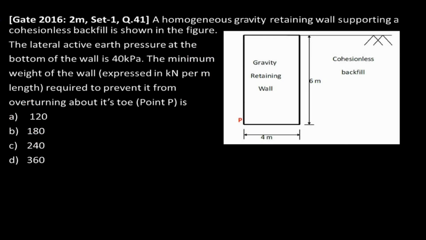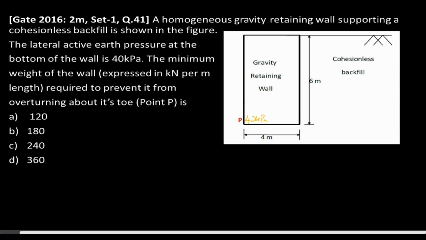In this question, they have given a retaining wall and the lateral active earth pressure acting at the bottom of the wall, which is 40 kilopascal, that is 40 kilonewton per meter square. And they have asked us to find out the minimum weight of the wall required to prevent overturning about its toe. So the weight of the wall will be acting at the center and downwards. If you draw the stress distribution diagram of this wall, it will be something like this.